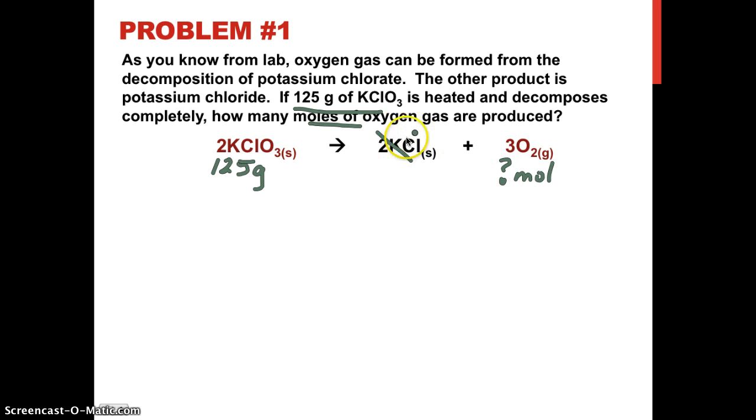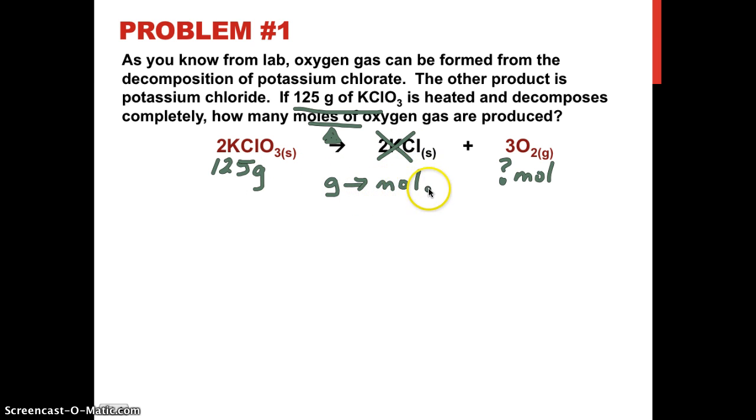Now, after I balance my chemical equation, which is balanced here already, what I want to make sure of is that I don't get confused about potassium chloride. So I'm just going to cross it off because I don't need it anymore. Now, in this particular problem, we're going from grams to moles.